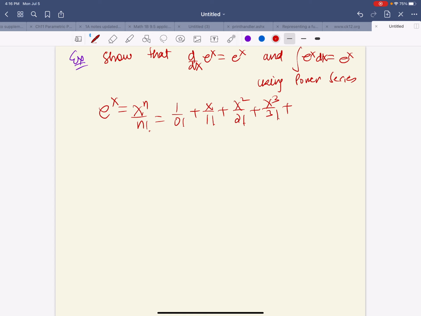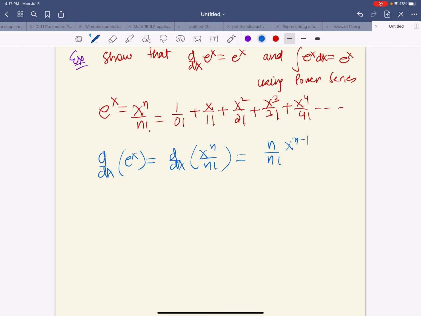X to the fourth over 4 factorial and so on. Okay, so here we have the derivative. Now when we take the derivative of the left hand side, what does that turn out to be? The derivative of x to the power n over n factorial is going to be n over n factorial x to the power n minus 1.